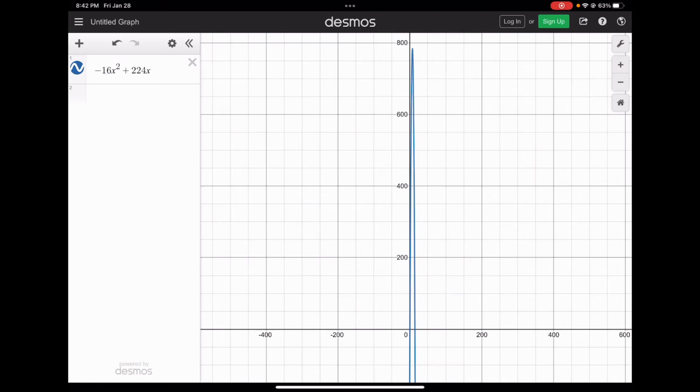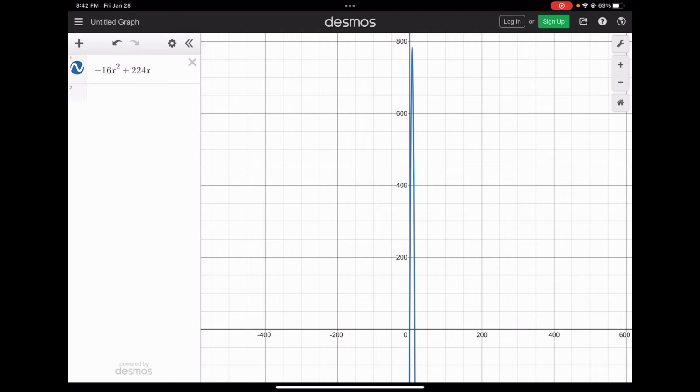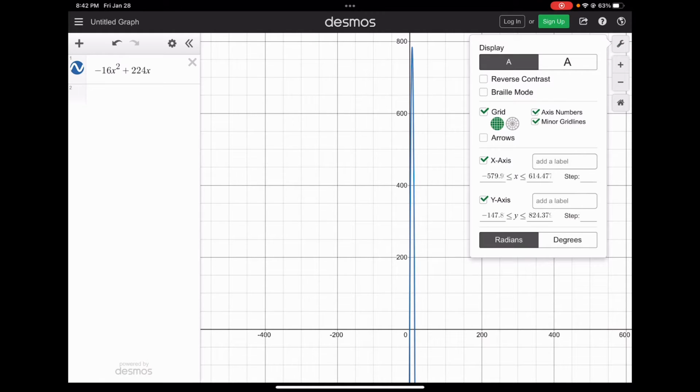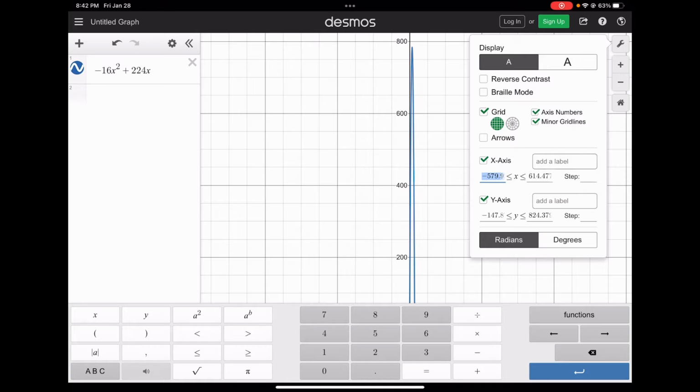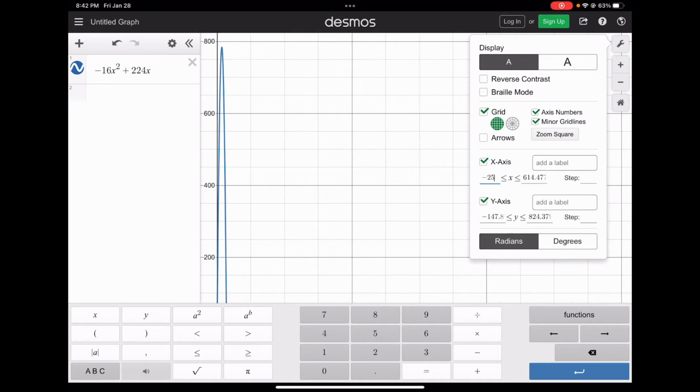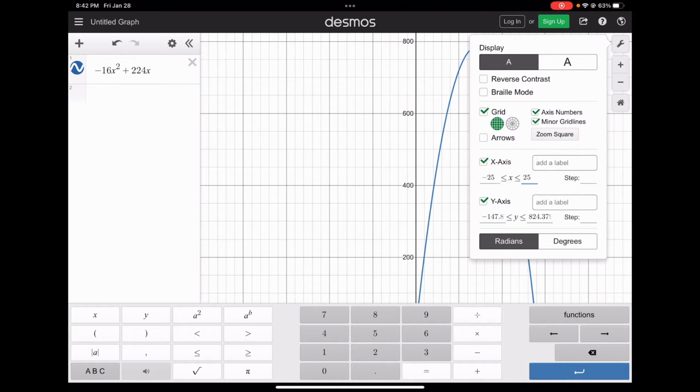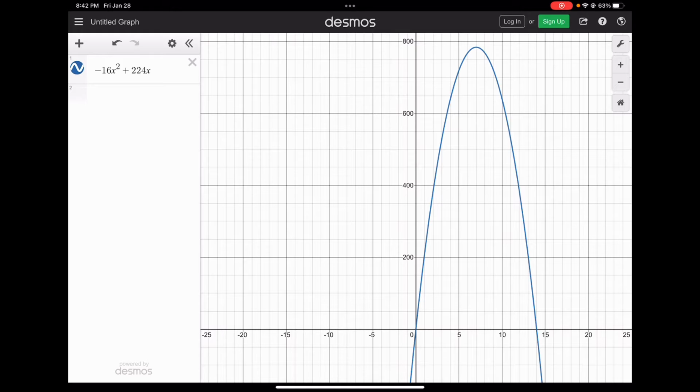And so you can zoom in. You can also click over. I can't highlight what I'm doing here, but if you go in the top right corner, there's a little wrench. If you click on that little wrench, you can adjust your axes. I'm going to change my window here. I'm going to go from like -25 to +25, just so I have a window that looks a little easier to see. All right, so this is my parabola.